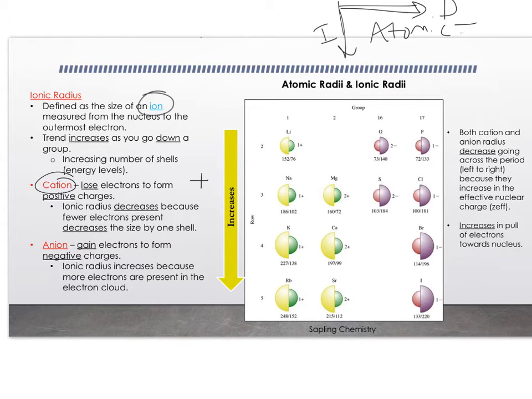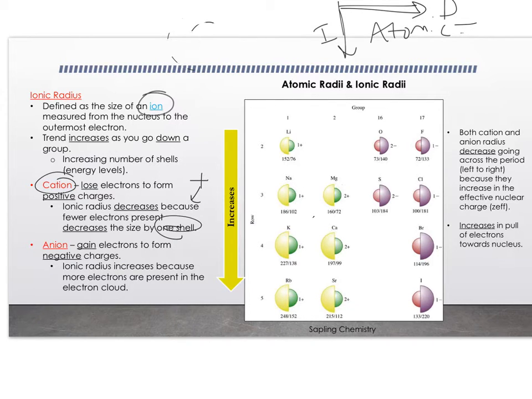So looking at the structure of the Bohr model, if I were to kick off an electron from group 1, because we talked about charges in the last lecture, it's going to lose that outer shell, and the size of that ionic radius is going to decrease because you have fewer electrons. It's going to decrease the size by one shell. So every positive charge is going to decrease by a level of one shell because you're kicking off 1, 2, or 3 electrons in the outer valence shell.